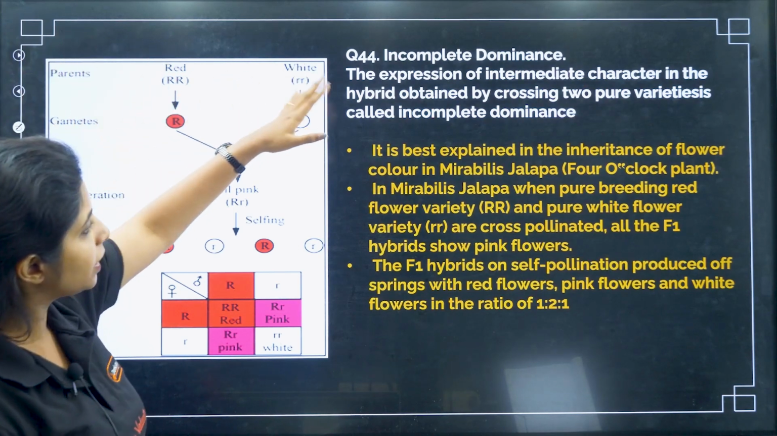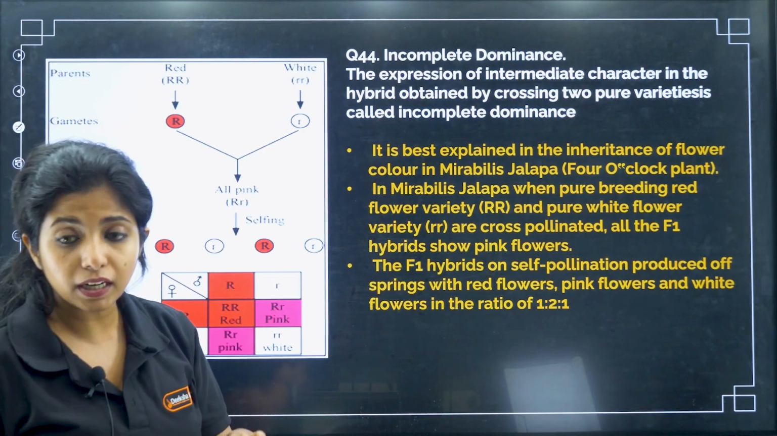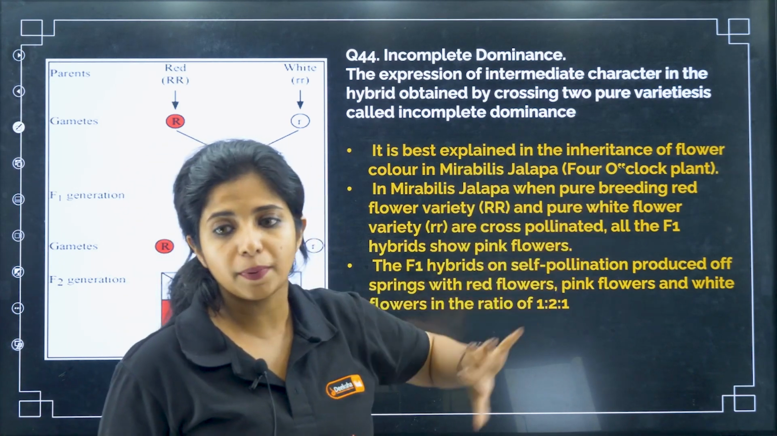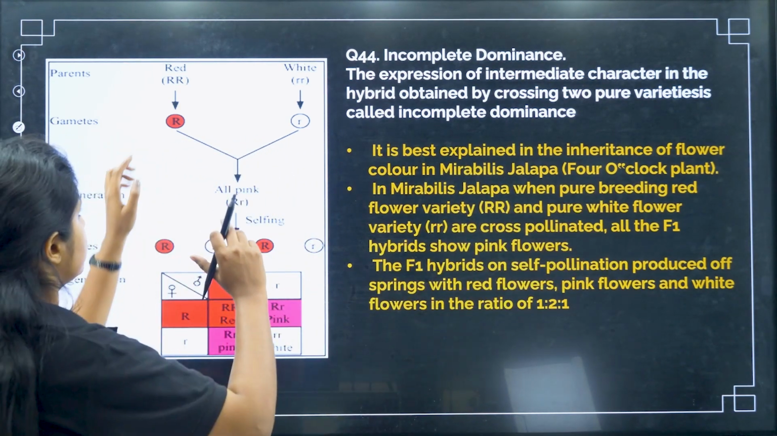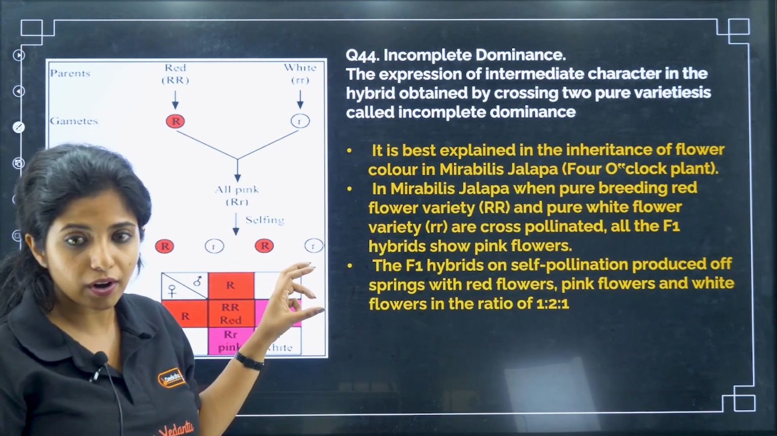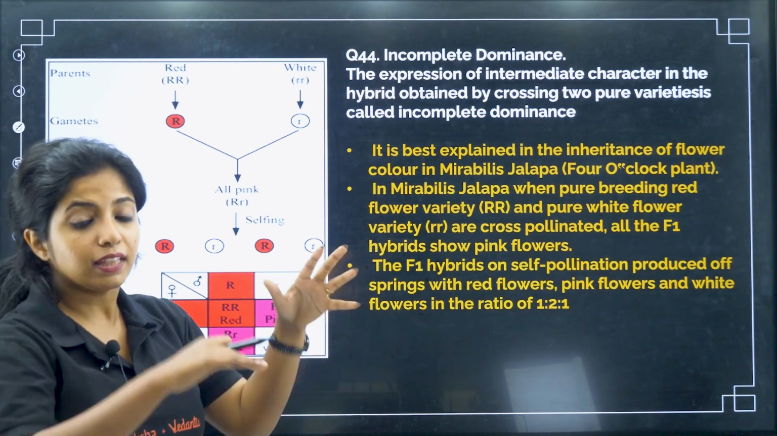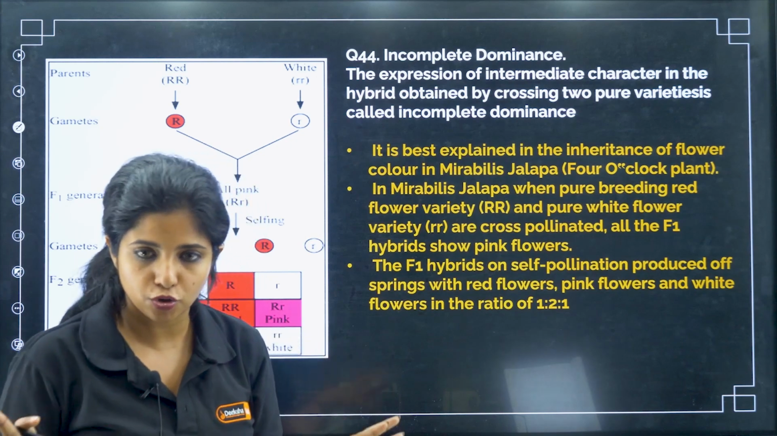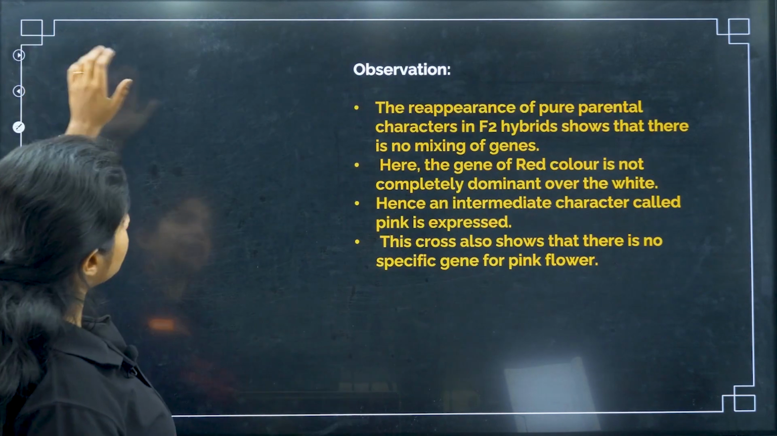Going ahead, incomplete dominance, where it is not completely dominant. Example is four o'clock plant or snapdragon, or basically Mirabilis jalapa. Same name. So R, that is capital R, is not completely dominant over the small r, which is why you see pink color flowers. In the F2 generation also you find 1:2:1 ratio, both genotypic and phenotypic ratio. Same.